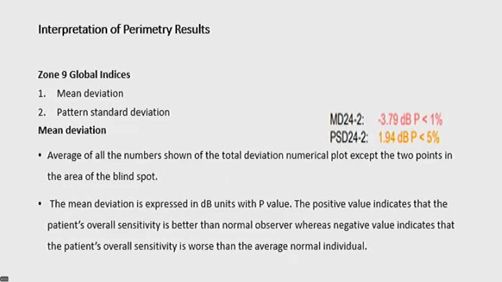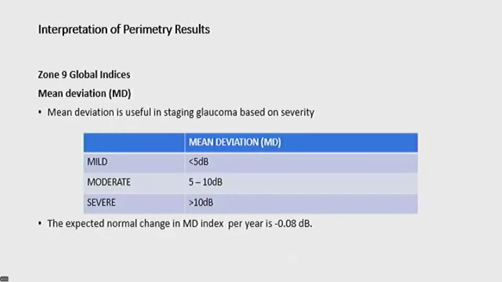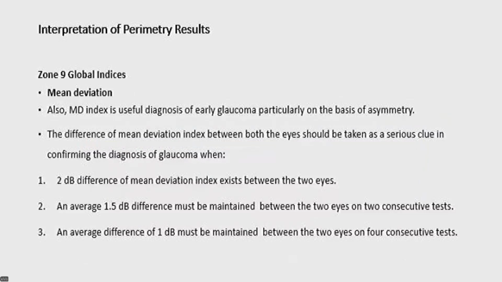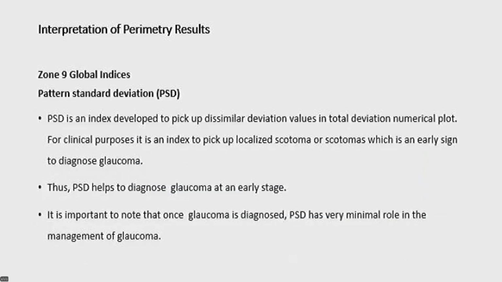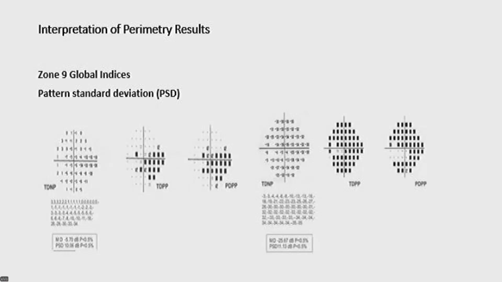So the global indices, the mean deviation, is important. It can help to classify glaucoma into mild, moderate, and severe. And then it can also help to decipher whether glaucoma, in the case of disc asymmetry, is present or not by these factors as well. The pattern standard deviation helps in diagnosing early glaucoma, but it's no longer useful with late glaucoma. With early glaucoma, we can see in this picture where I compare a patient with early glaucoma and late glaucoma. We see that the pattern standard deviation is about the same value, but the mean deviation has increased.